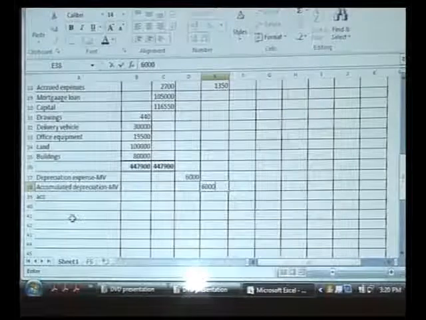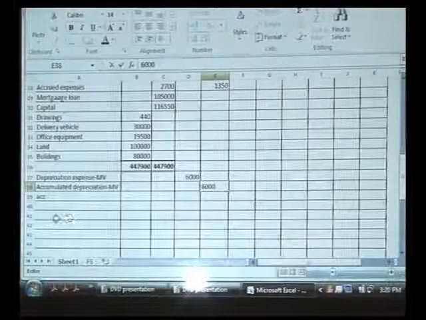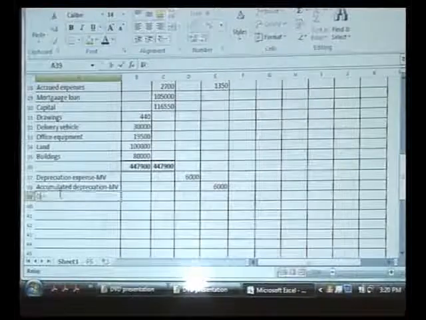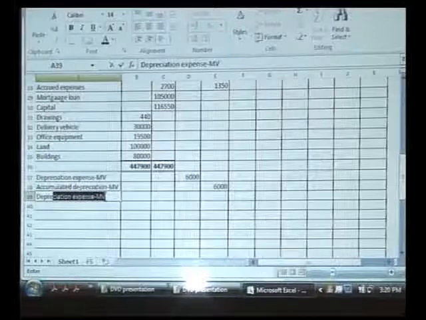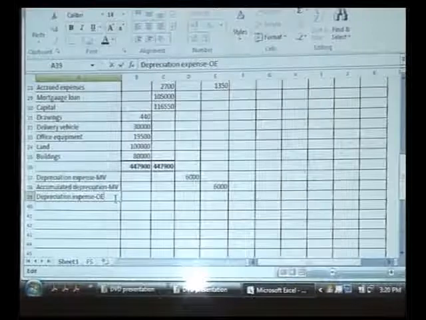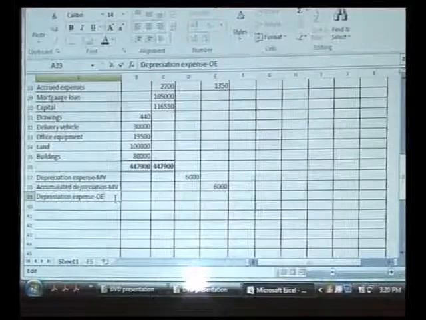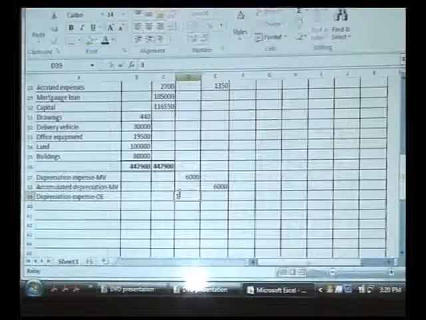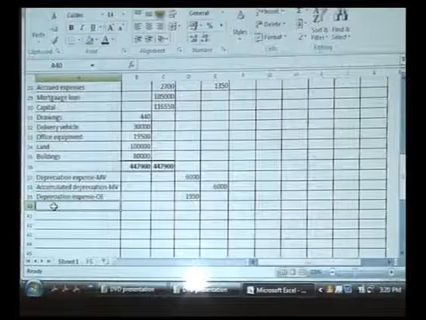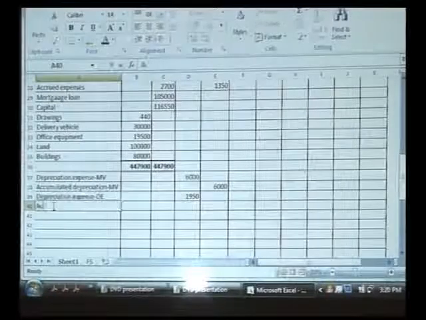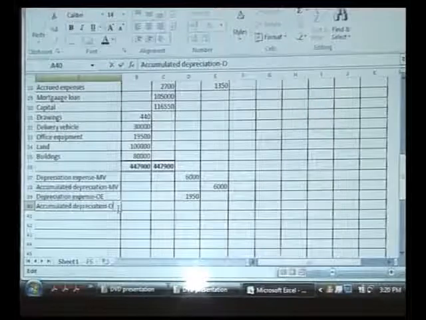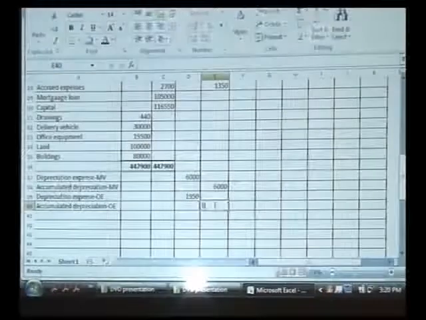Then the next adjustment is office equipment 10% depreciation. Depreciation expense, office equipment 10%. 10% works out to 1,950. There is no accumulated depreciation account, therefore create accumulated depreciation account, office equipment 1,950.